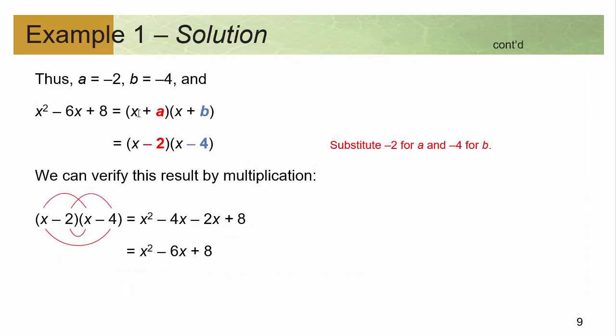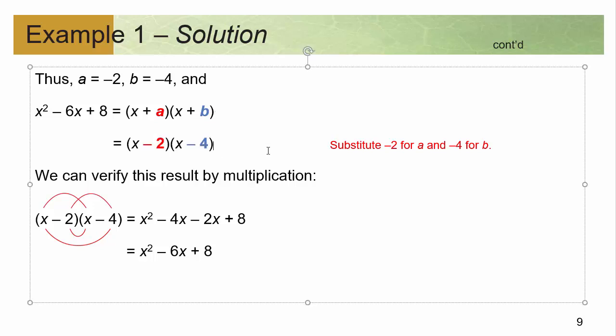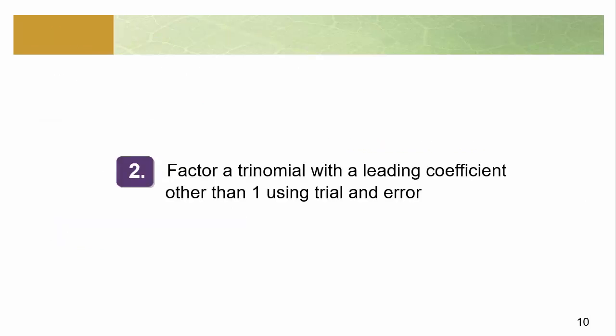Put those into the formula. x plus a, x plus b becomes x plus -2, right? x plus -4, which is just x minus 2, x minus 4. And that would be the factorization for our original polynomial. If we did all the foiling, we would get back to the original and go, yep, it works. And that's always a good idea to check your work.